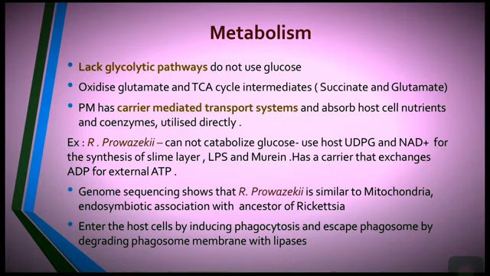So they are able to oxidize glutamic acid and the intermediates of the TCA cycle and trap the energy as ATP. The genomic sequence shows that Rickettsia prowazekii is similar to the genome of mitochondria. That indicates there could be a symbiotic, endosymbiotic association with the ancestors of Rickettsia.